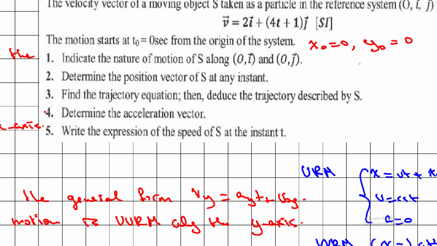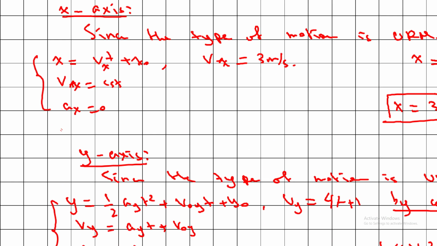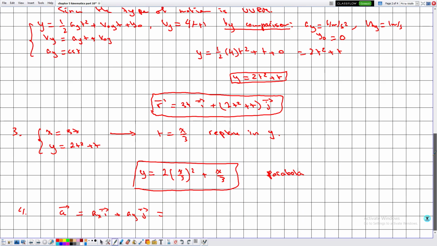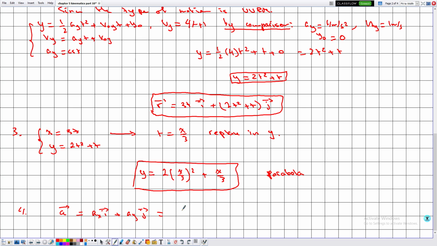Now as for the part 4, they are telling me determine the acceleration vector, which is given by axi. The value of ax along the x-axis is given by 0, and as for the y-axis it's given by 4. So it's simply given by 0i plus 4j, which is equal to 4j. Then the acceleration vector is given by 4j. For sure the unit of acceleration is meter per second squared.